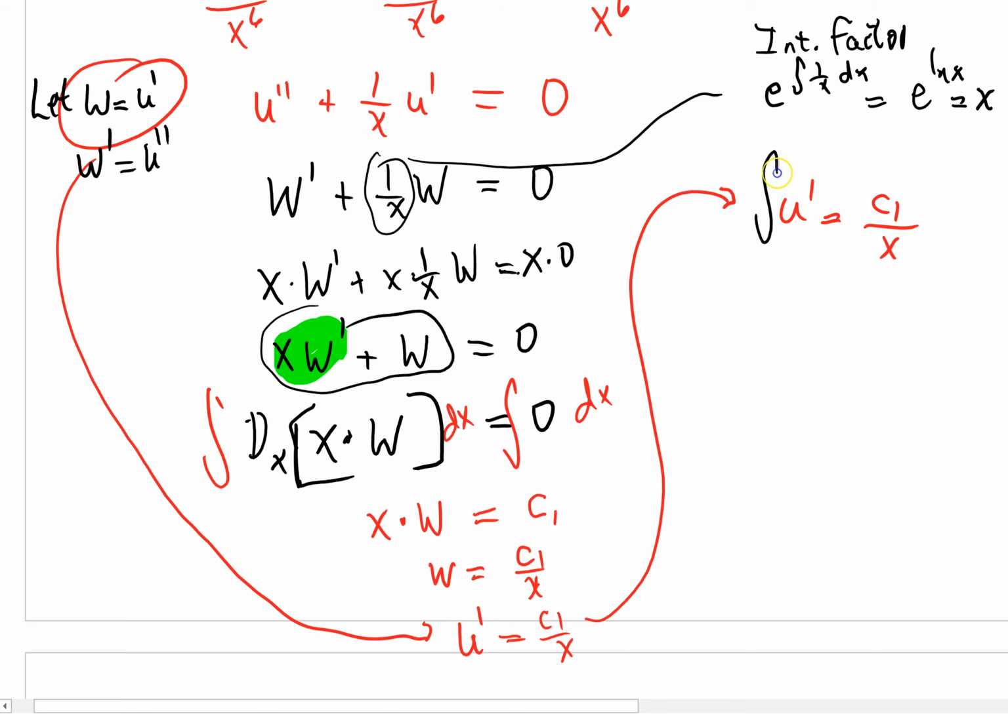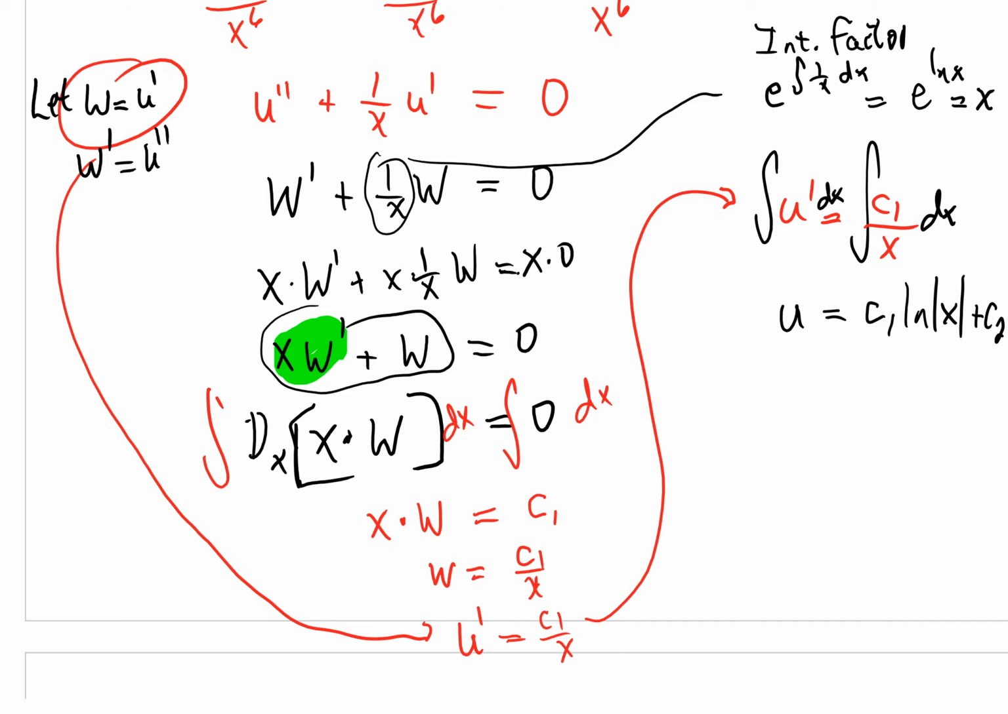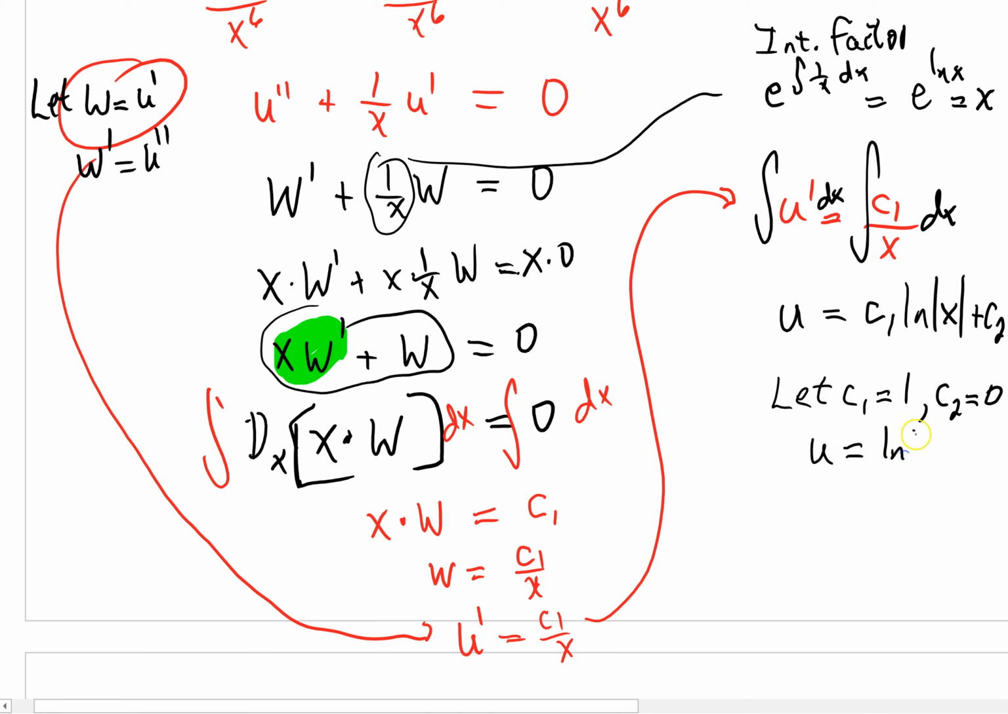We can right now just take an antiderivative on both sides. And we'd say, well, what would we get? We'd get our u. How about right here? We'd say, well, the antiderivative of some constant all over x, it's some constant times the natural log of the absolute value of x plus some other constant. We're almost done. We are so very, very close. This is your general solution for u. We could say, let's let c1 equal 1. Let's let c2 equal 0. And that would mean that u would be the natural log of x.